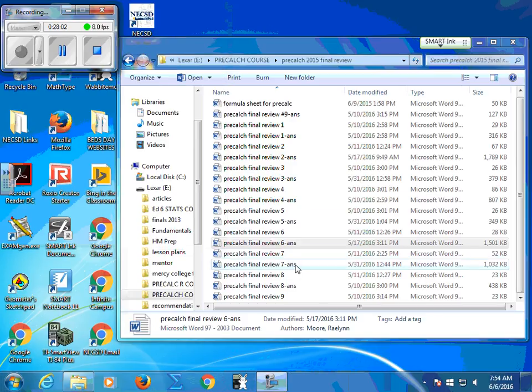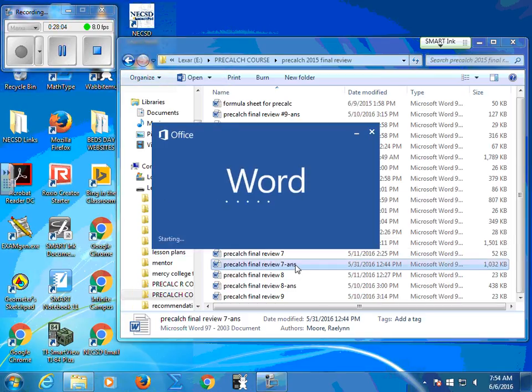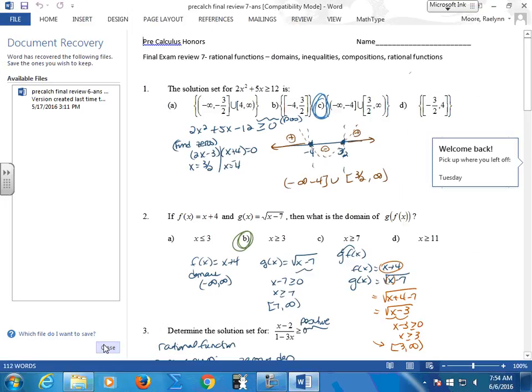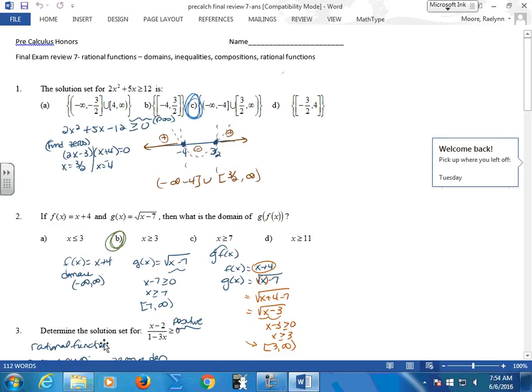All right, let's see if this one works. Something happened to that one. Okay. Maybe if I don't touch it. Let's see if we can get through as many of these as possible. Maybe it's not going to work.